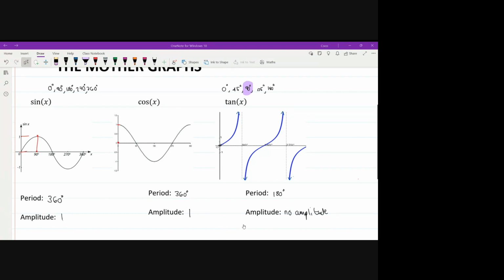I just need to figure out how to let all of these people in. Oh, there it is. Okay, Tabo's just joined us.